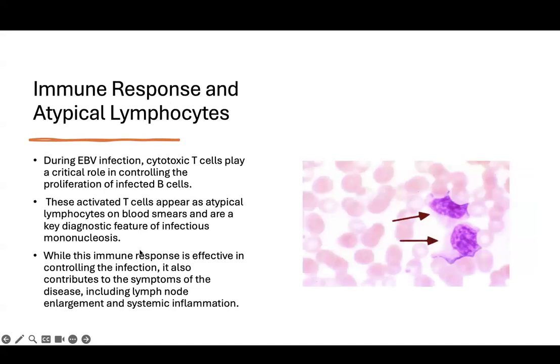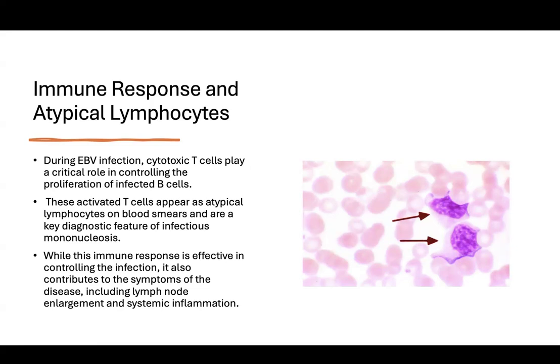What does that mean? These are your T cells, very nice, well-rounded cells. Atypical lymphocytes means that your T cells have a very big and atypical morphology. They're not round, this one looks almost like a paw. So very different morphology. This happens because EBV is infecting B cells, and this causes your T cells to go crazy. They start to really activate.